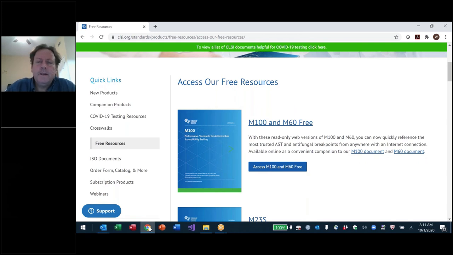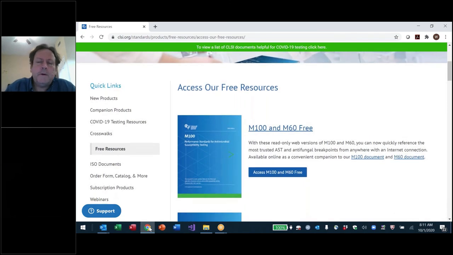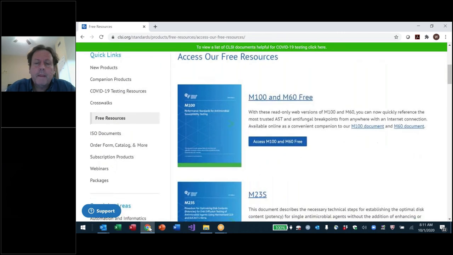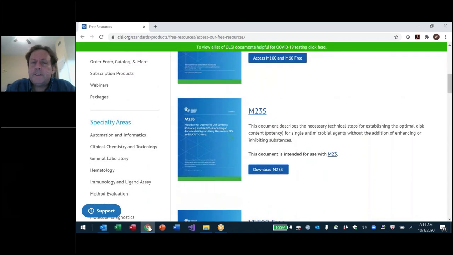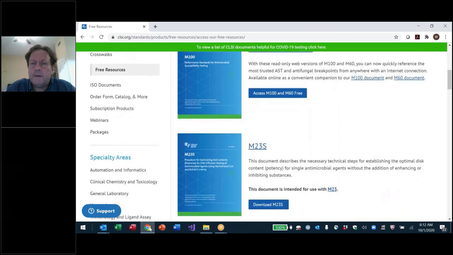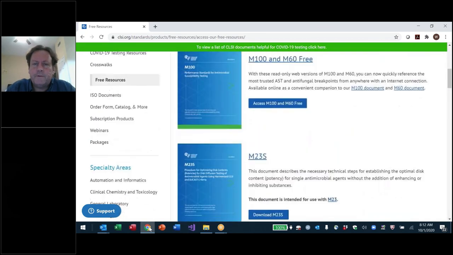The M60 is the routine tables for fungi, for yeast. M61 is for mold, but M60 is for yeast. Those two documents are available to read. You cannot download them, you cannot print them, but you can read them. So routine bacteriology, routine yeast, you can read online. Skipping down to VET08, the veterinary breakpoints. These documents are free, the M100, the M60, and the VET08 for you to read online.